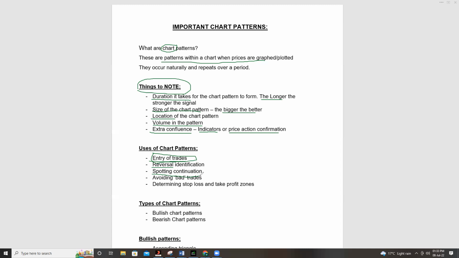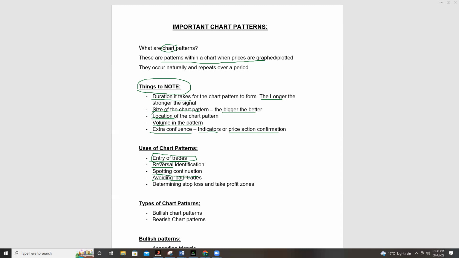A reversal cannot happen at the middle of the trend. It can only happen at stage 3. And note, a reversal pattern can also be a continuation pattern depending on location. Location is most important. Then you can also use the chart patterns to avoid bad trades.